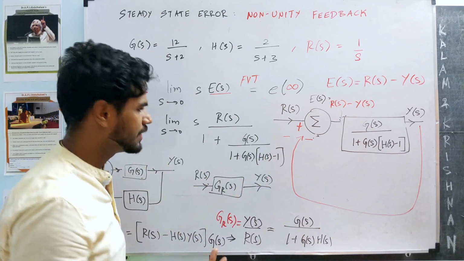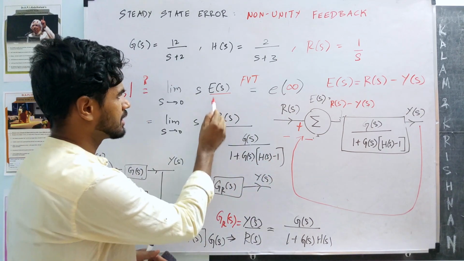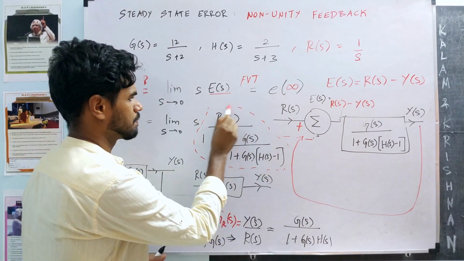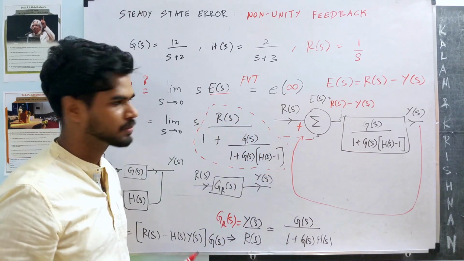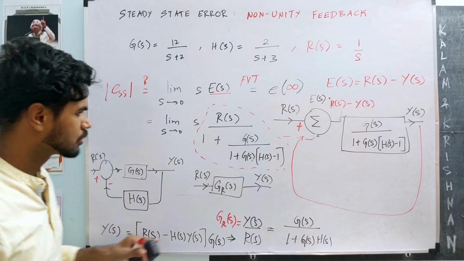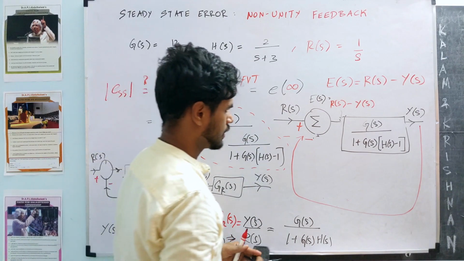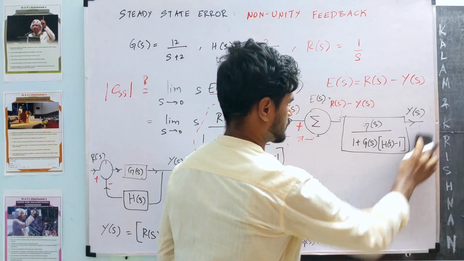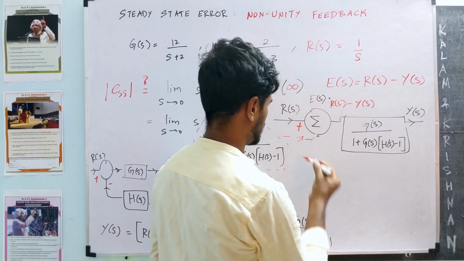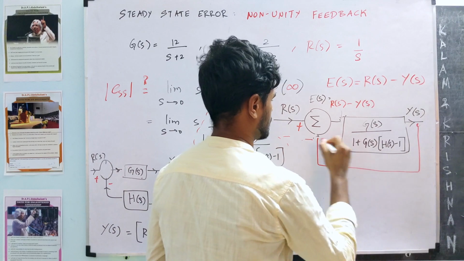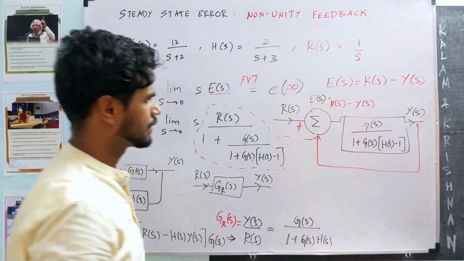So at this stage, I need to answer one detail. So why did I replace E of s with this term? I'll finish this video by answering that question. I need a little more space. So let's do that over here. Let's make this loop smaller. And okay, so this is the unity feedback system over here.